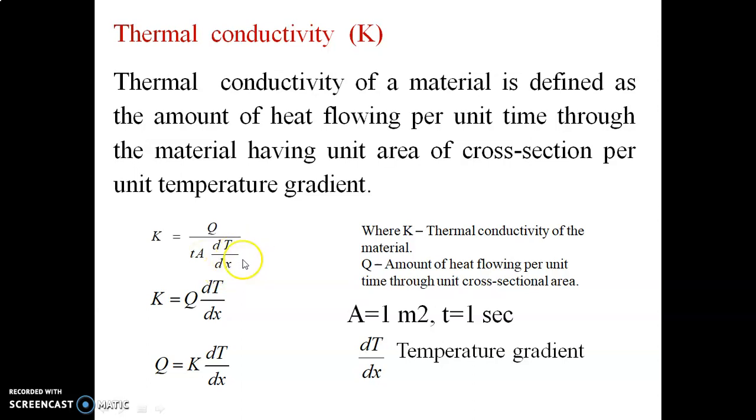Temperature gradient means change of temperature with respect to distance. Variation of temperature with respect to distance, that is called temperature gradient. If the time t and area A are 1 unit, this equation becomes K equal to Q into dx by dT. If we rearrange this equation, we get the equation for the amount of heat energy conducted, that is Q equal to K into dT by dx.